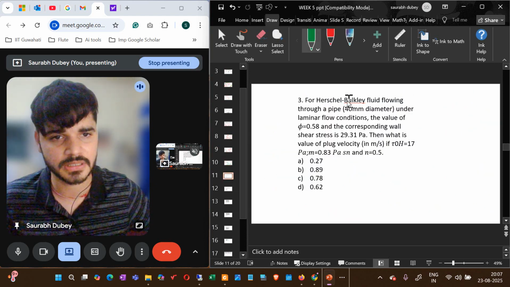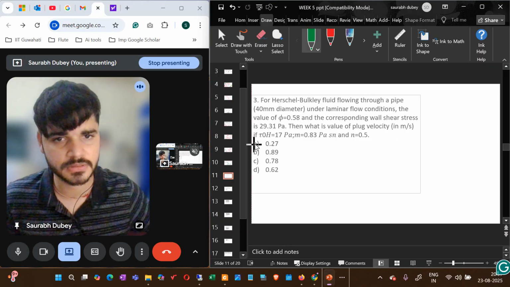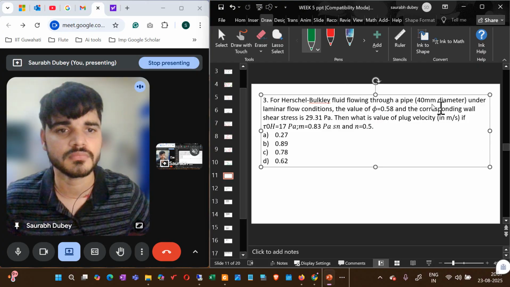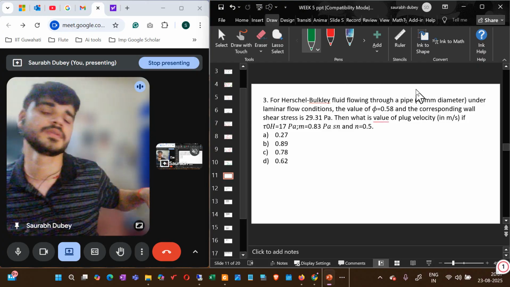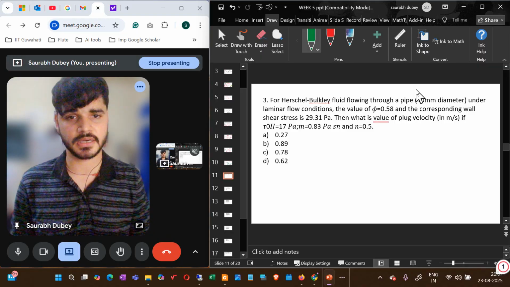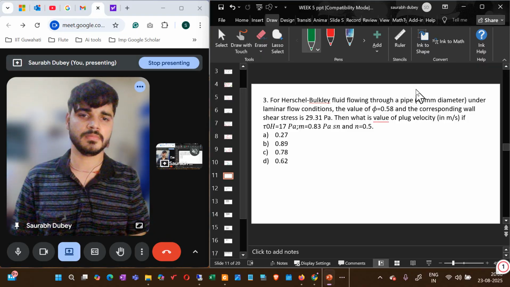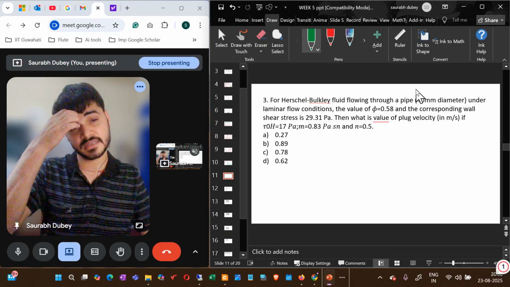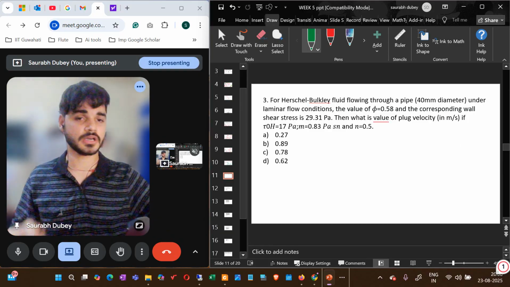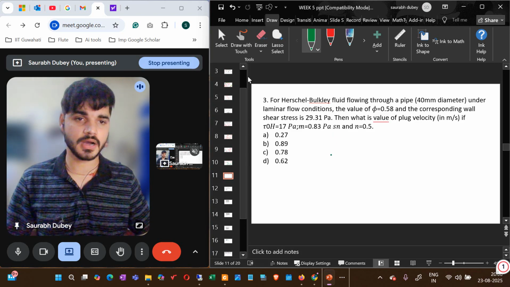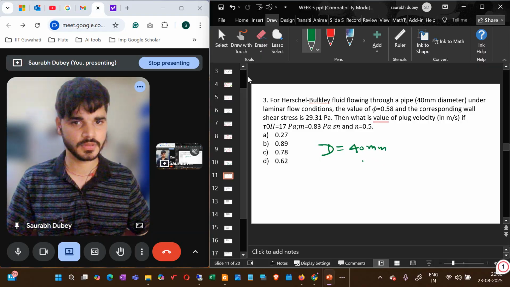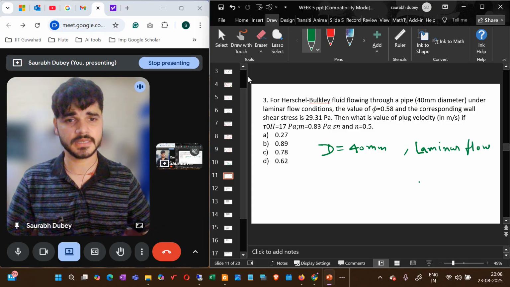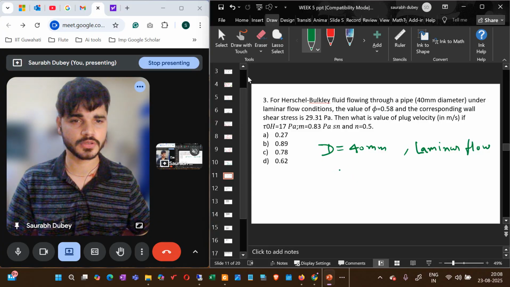Next is about Herschel-Bulkley fluid. So let me just put it like this. What I'm saying is the Herschel-Bulkley fluid flowing through a pipe of 40 mm diameter, right? Under the laminar flow condition, the value of phi equals 0.5.